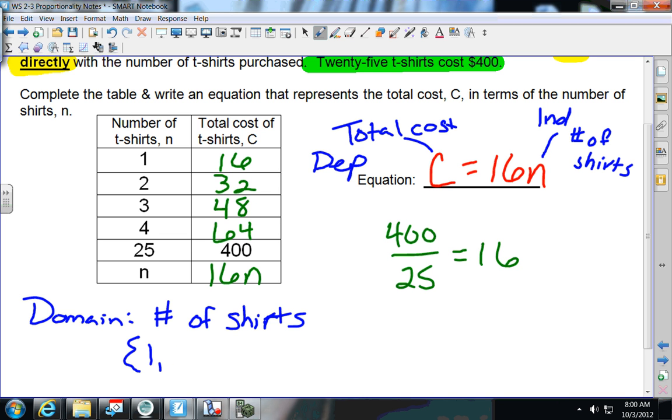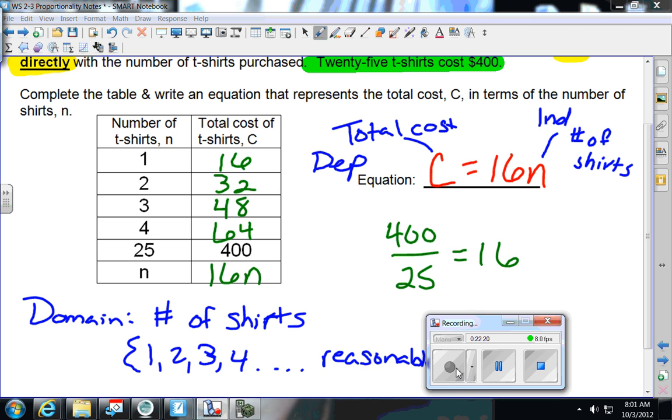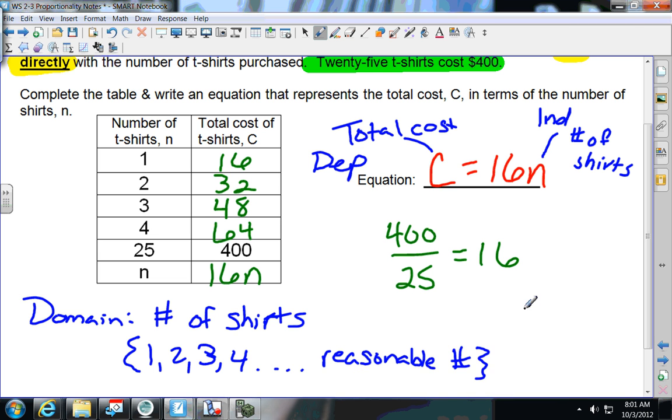One, two, three, four, and I'd put up to, and I could write a reasonable number. I mean, we're not going to have like 5 billion shirts. Okay? Is this data continuous or discrete? Okay, so think about this again. Is this data continuous or discrete?